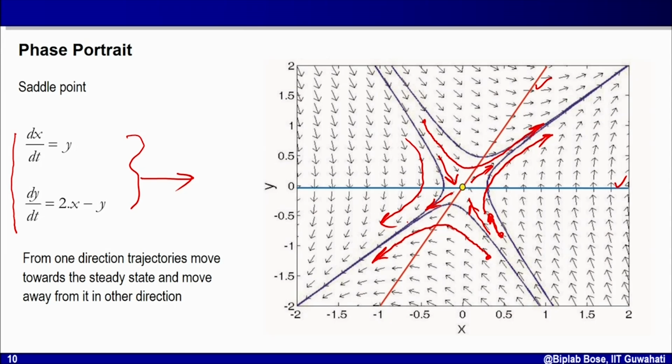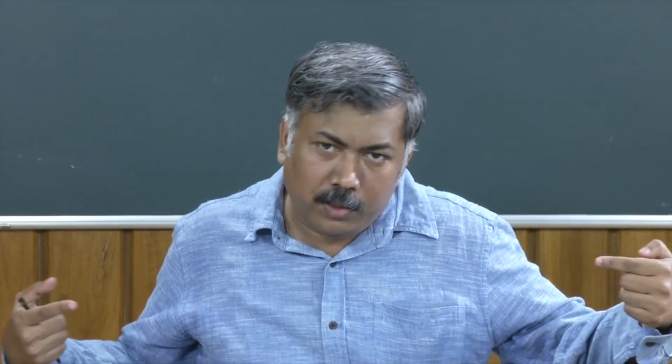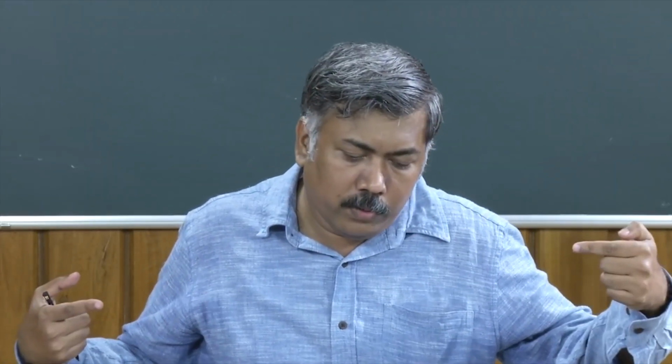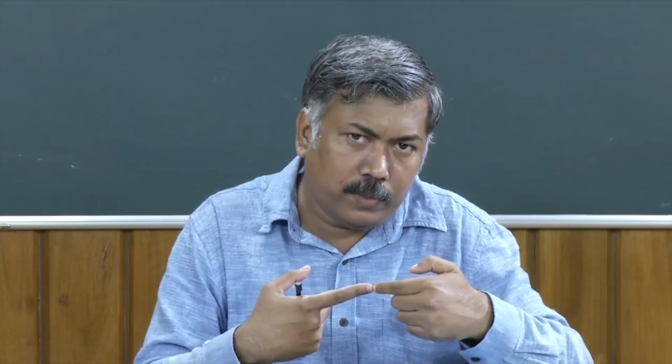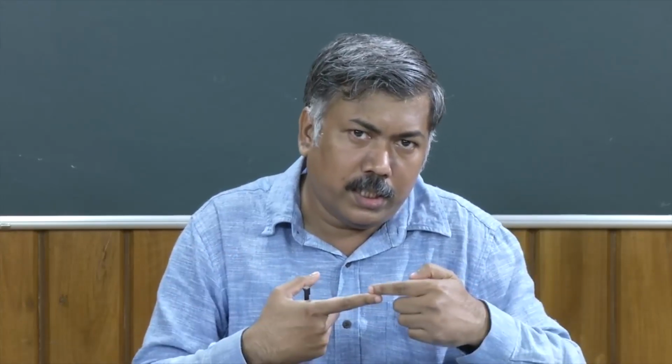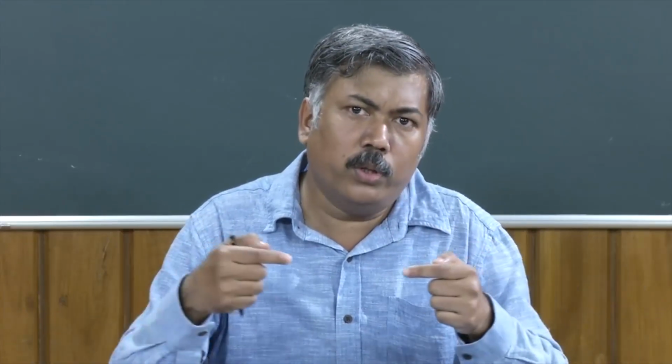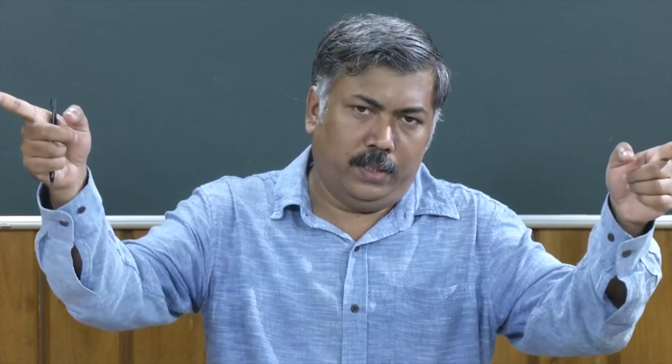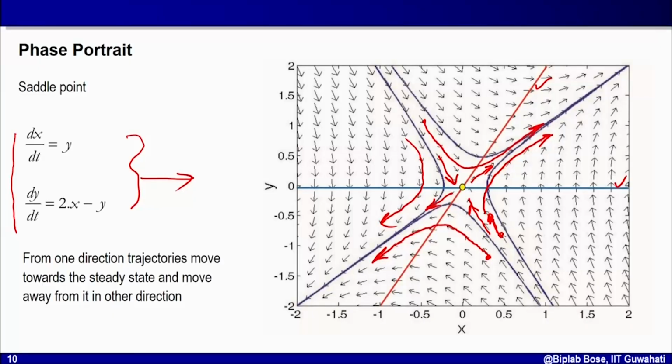So in this phase portrait, we have a steady state and there is only one path from both directions by following which you can reach the steady state. But for others, either you will move away directly from the steady state or initially you will move close to the steady state and then diverge. So these types of steady states are called saddle points and obviously they are not stable.